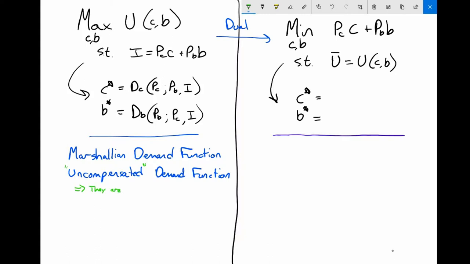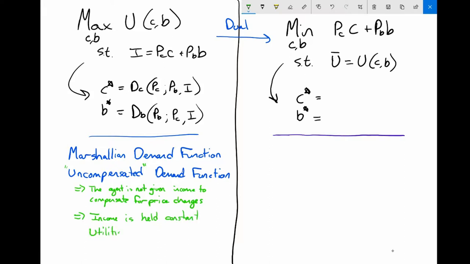The agent is not given income to compensate for price changes. That's one way of putting it. Another way of putting it would be this: income is held constant, utility is not.